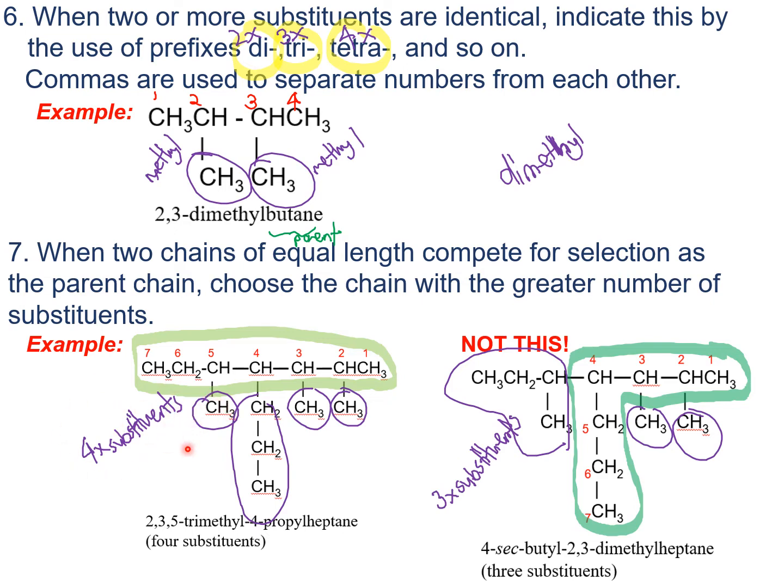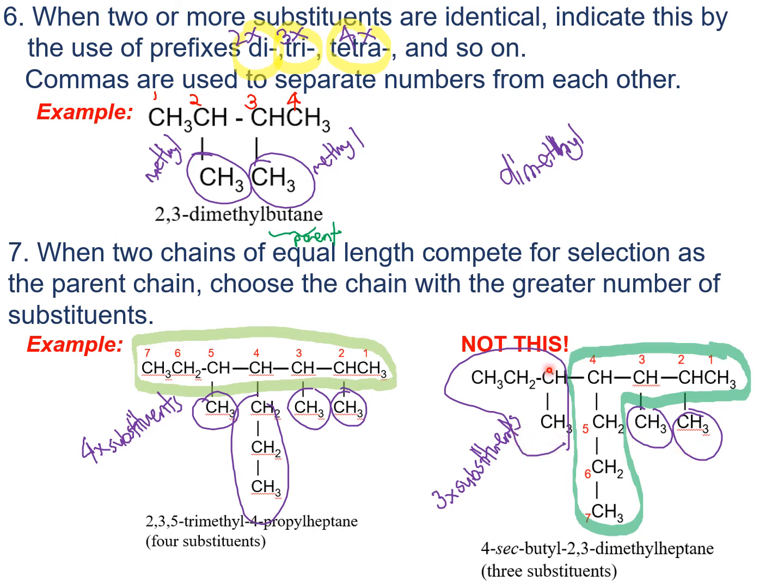Okay, for example this one, where we see 4 substituents here, which are 3 methyl and also 1 propyl. How do you know that this is propyl? Because it has 3 carbon atoms, 1, 2, 3, so propyl. The one like this has only 3 substituents. Here you see there is dimethyl.